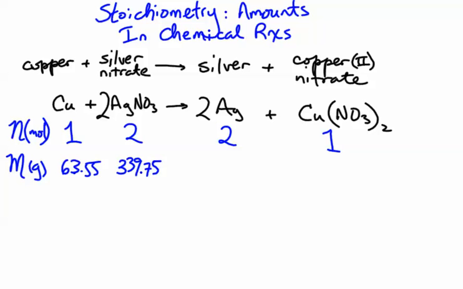The mass of silver, 107.8682 times 2 is 215.74. Nitrate. Okay, so we got to go 3 times 15.9994 plus nitrogen, 14.00674 equals that. We're going to multiply that beast by 2 plus the mass of copper, which is 63.546.